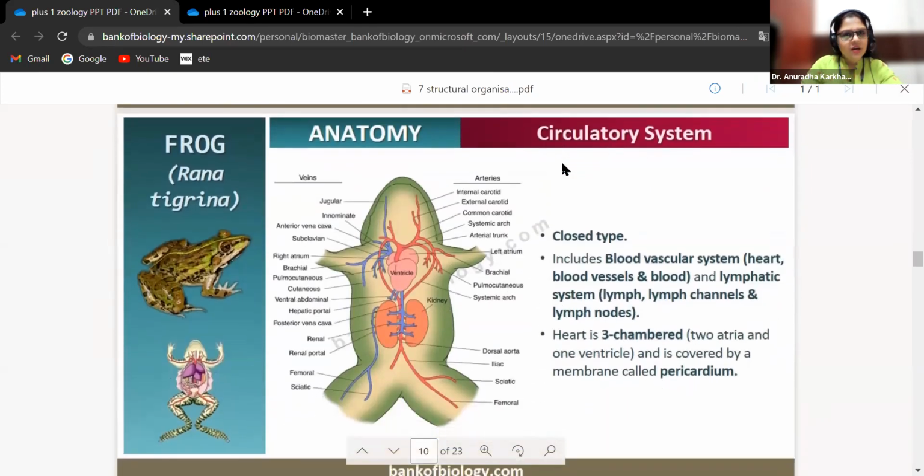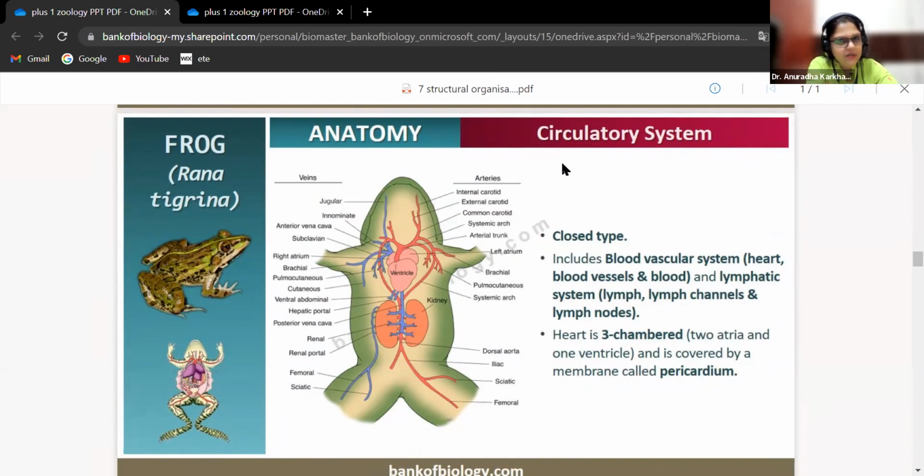Circulatory system, closed type, just like we all have got. It will include blood vascular system, that is heart, blood vessels and blood. It also includes lymphatic system, that is lymph channels and lymph nodes. Don't you think even we have got the same system, blood vascular system and lymphatics, right? Aestivation means summer sleep. Hibernation means winter sleep.